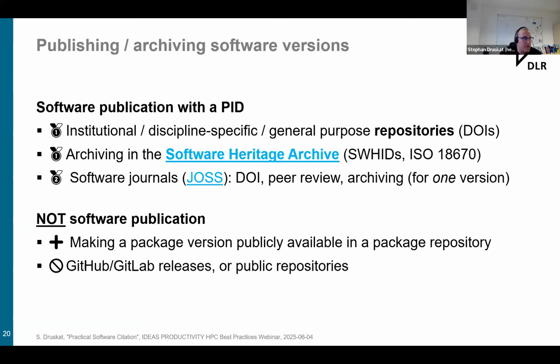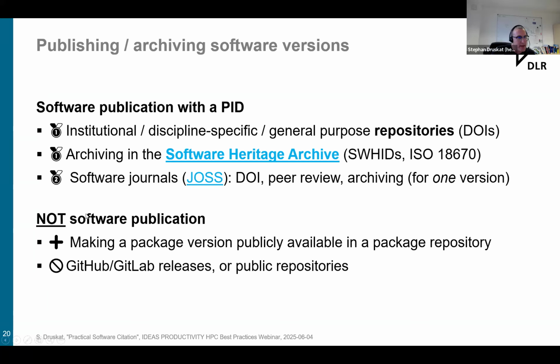And there is another option that is slightly less ideal for software publication, which is software journals. For example, the Journal of Open Source Software, which is great because it gives you a DOI for the software. It provides peer review for the actual software, not the small descriptive paper you submit with it. And it also archives your software on Zenodo, but it only does so for one version. So if you have a very agile workflow and you want to publish versions all the time, then JOSS will not be able to do that, or other software journals will not be able to provide peer review, for example, for every version.